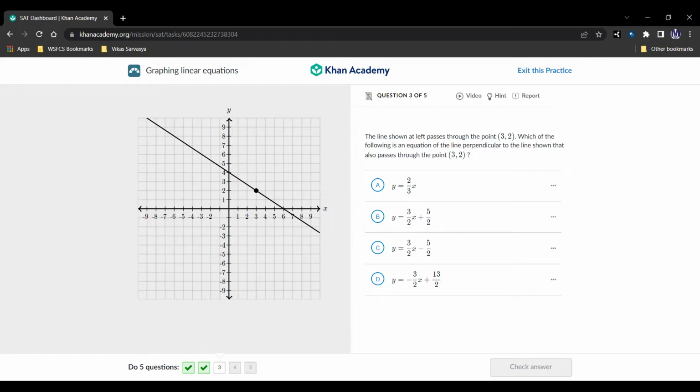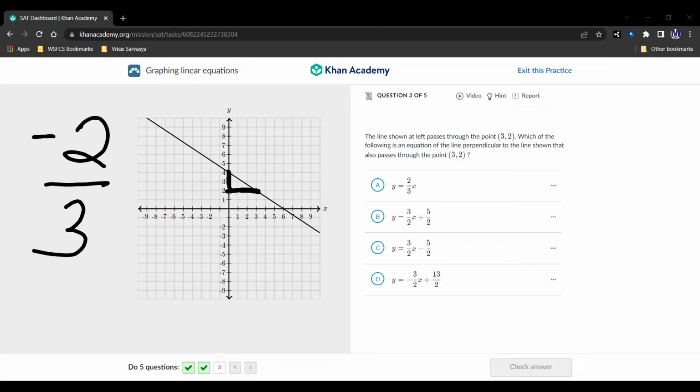Well, we have this graph, so we can use rise over run. And so the rise here, we're going from 4 down to 2, so the rise is going to be -2. And we're going over 3, so that's going to be 3. So this is going to be our slope, our initial slope.